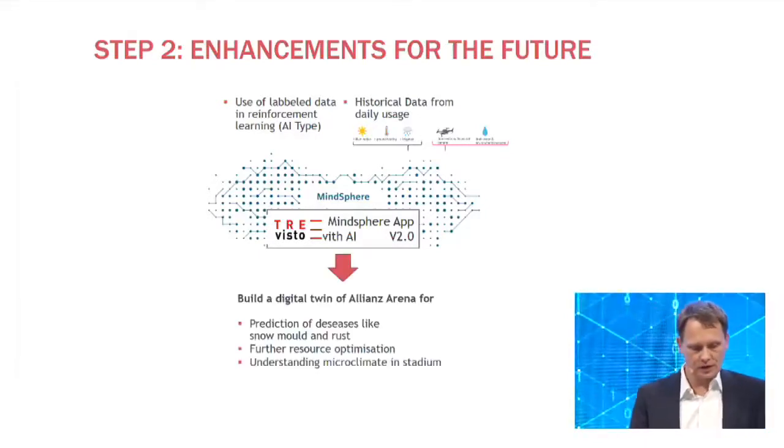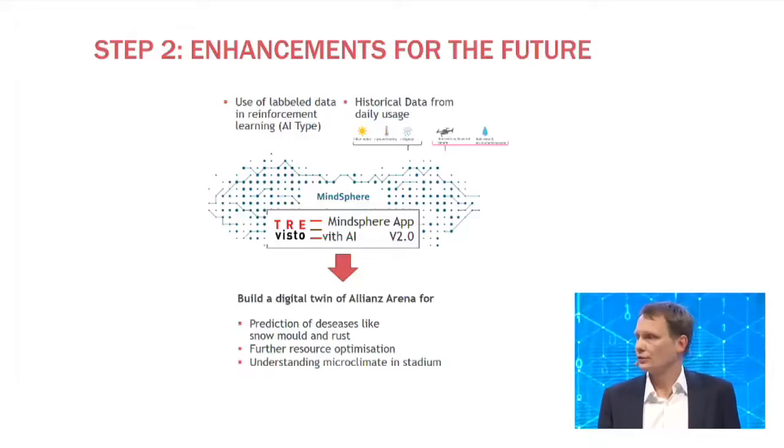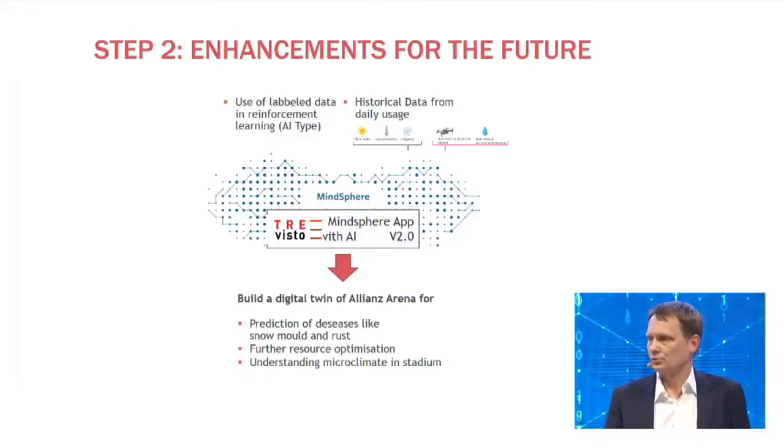And then we can do something like building a digital twin of Allianz Arena, and we have the chance to make predictions of diseases, like if these conditions are present at that time in that area, the danger of something like snow mold or rust goes up. Further resource optimization is possible, and another thing, the climate in a stadium is different from outside. The grass grows differently under the same conditions as far as we can measure. With something like that, we can measure this, understand this, and perhaps get even better results.